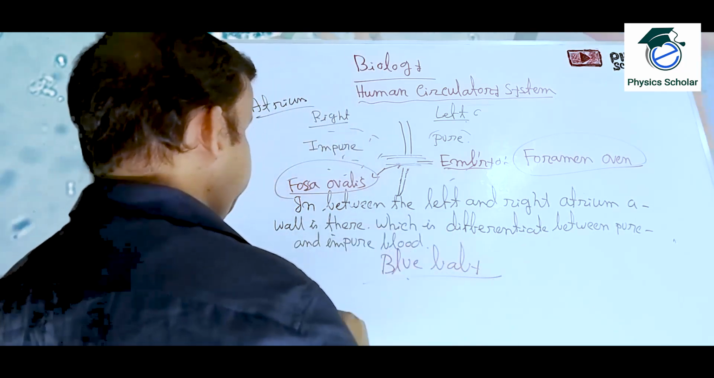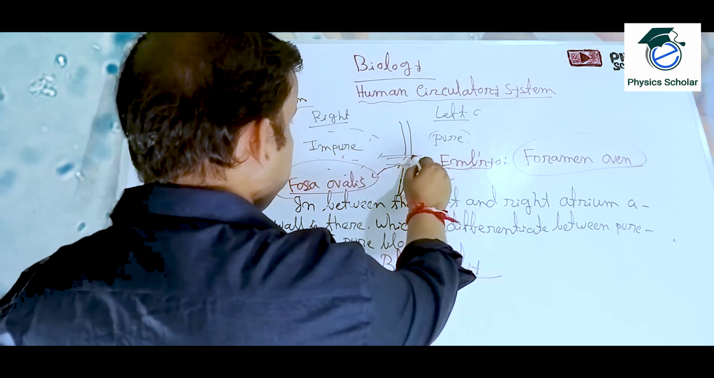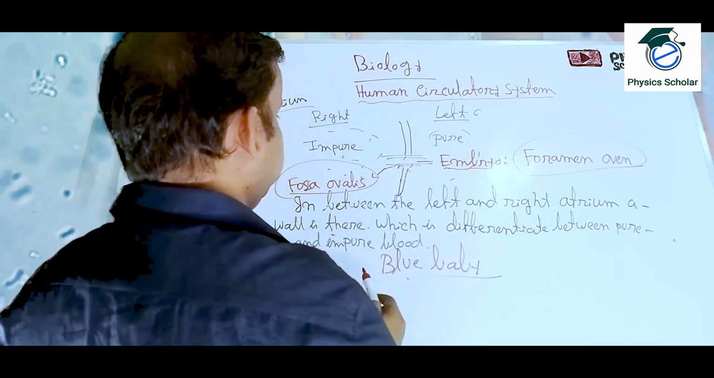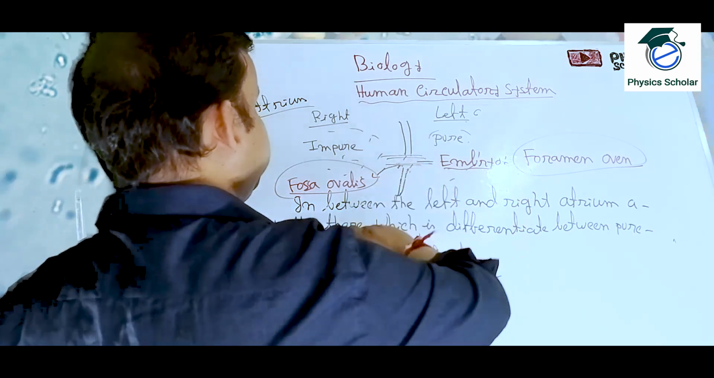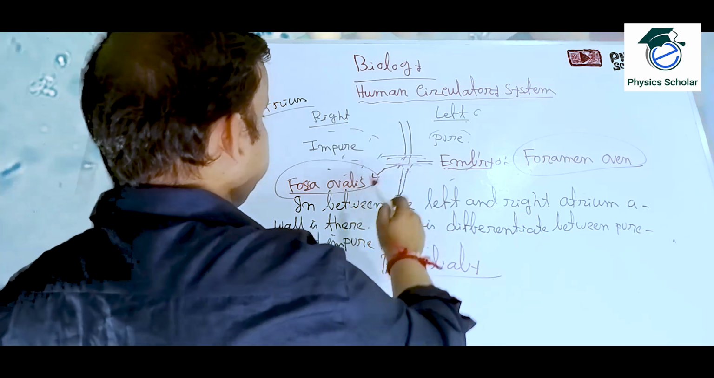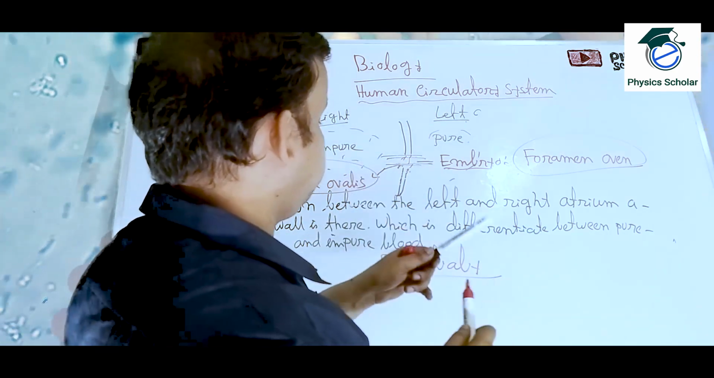If this hole is not repaired, the foramen ovale, it is the vestigial part you can say, because when the child takes birth, this is repaired and we can see a mark or sign that is known as the fossa ovalis. Clear?